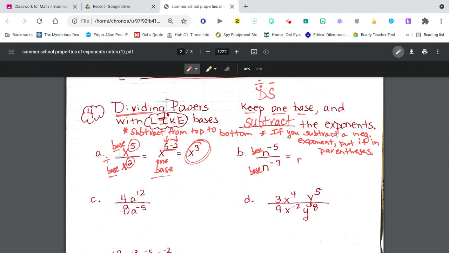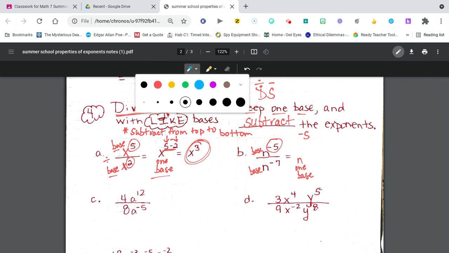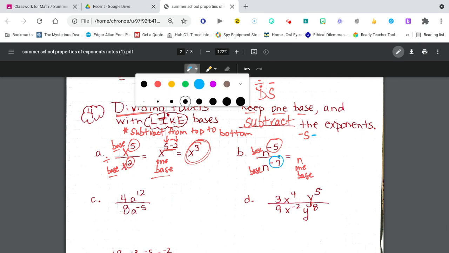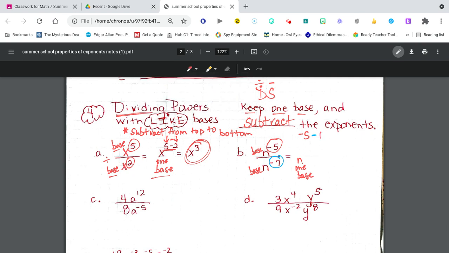So let's write one base N. And you're going to subtract the exponents. And I'm going to have to erase this stuff. But hopefully you're pausing the video and writing this down. Start from the top and subtract what's on the bottom. Well, what's on the bottom is a negative. But I told you if you subtract the negative to put that number inside of parentheses. So since I'm subtracting a negative 7, I'm going to put it in parentheses. That helps me to see that I got a double negative.